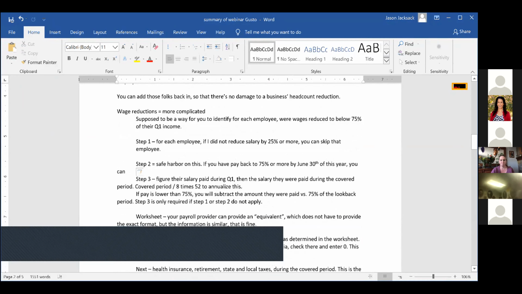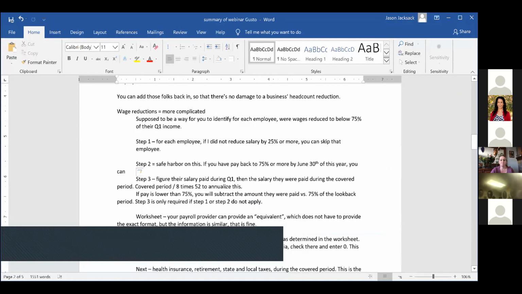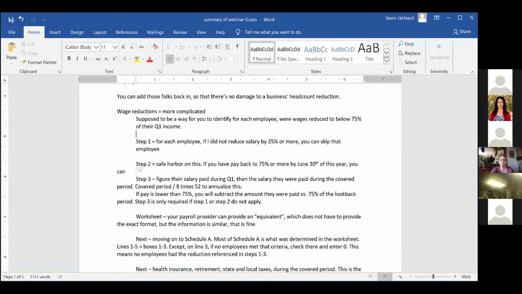All right, here's an interesting question. Someone said if they are an employee and they're the only employee, they're pretty well self-employed, or they're an LLC, or even if they're an S Corp, can they use the full amount of the PPP to pay themselves?